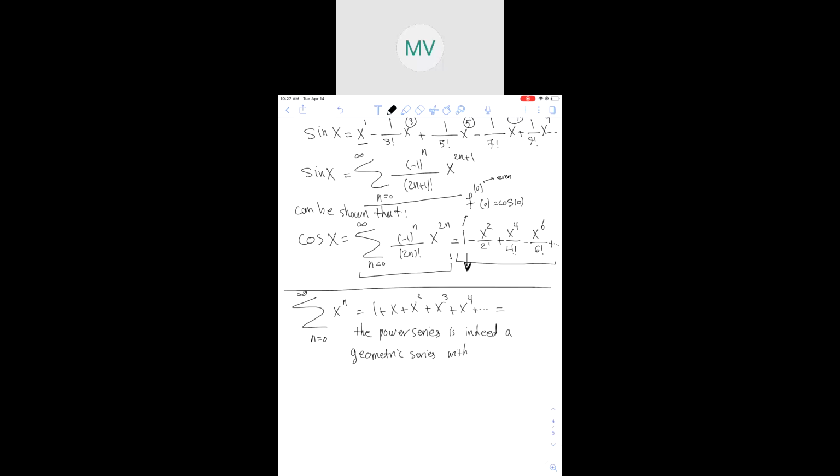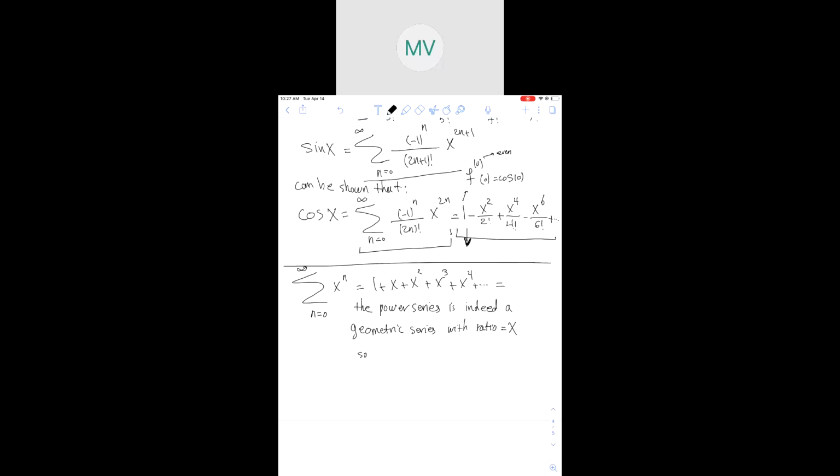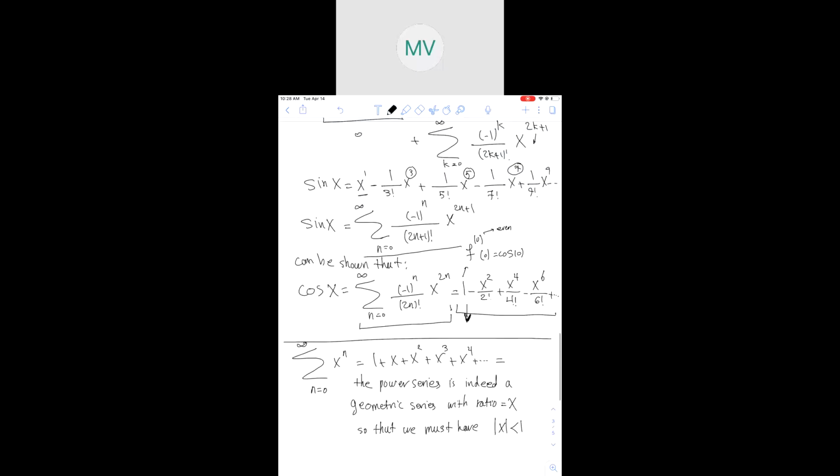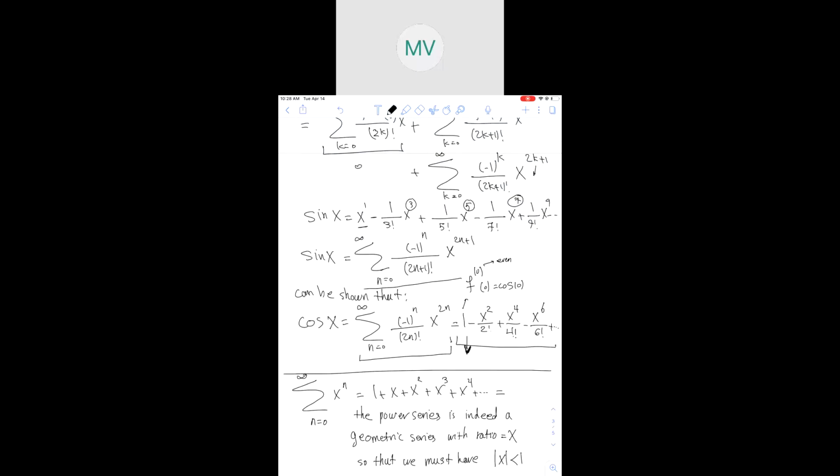with ratio equal x. So the condition for convergence is that the absolute value of the ratio should be strictly less than 1. So for this power series, we have a condition. Remember, for sine and cosine, if you find the interval of convergence, we see it's all R.